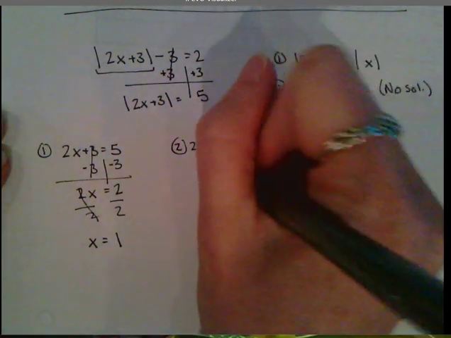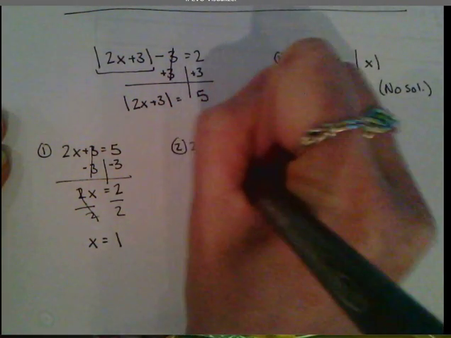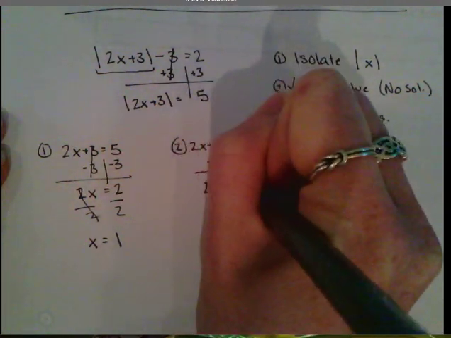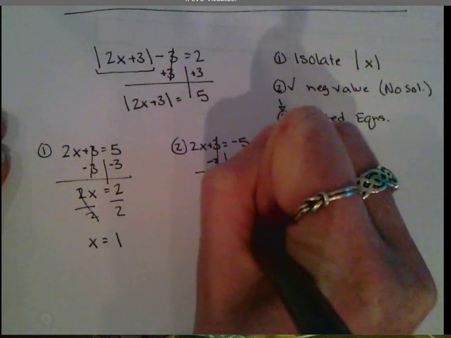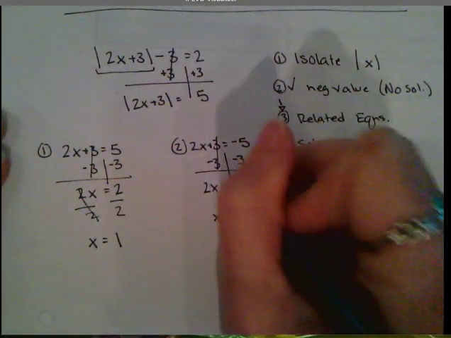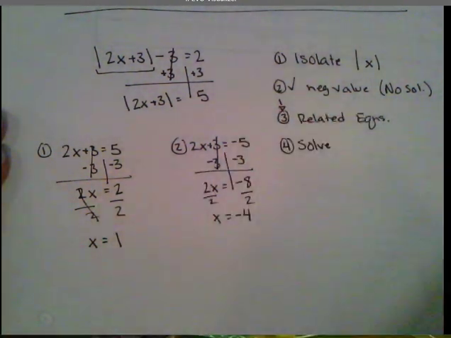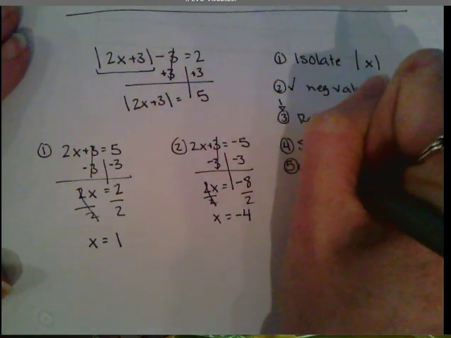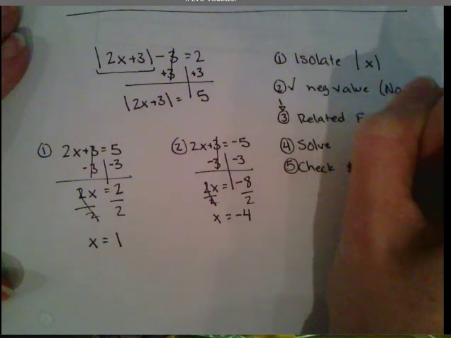Alright, and for 2, same steps, subtract 3 on both sides. This will cancel. 2x is equal to a negative 8, so x equals a negative 4, because I'll divide by that 2 on both sides. Okay, now that we have our two solutions, our last thing would be to check our answers and then plot them. So check and plot.